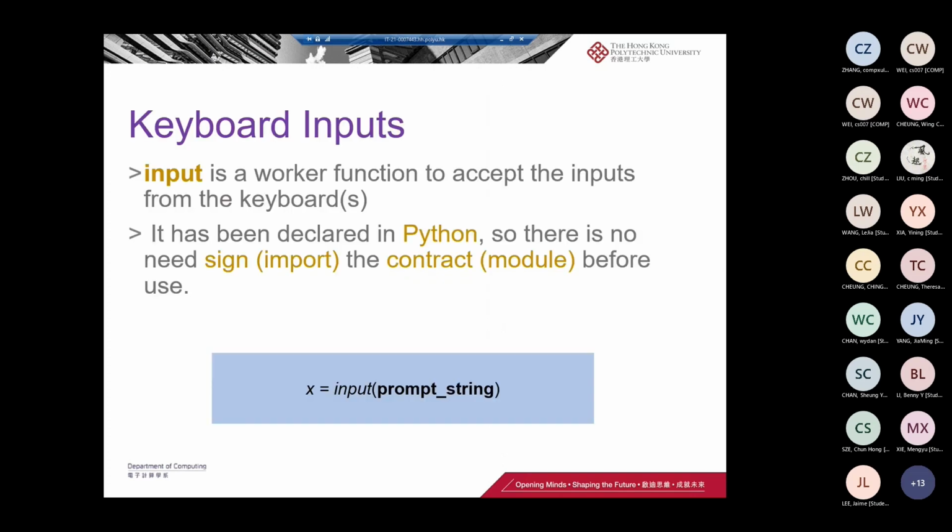And then the input. Let's take the input from the keyboard. Sometimes we need interaction with users. We ask the user to input something. Then we can process the input and output some other stuff.